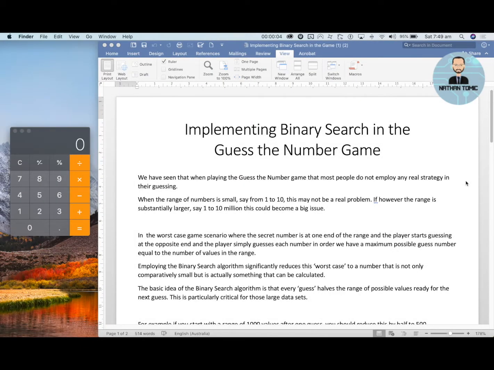Hi everyone. Some people have needed a little bit of extra revision on how to implement the binary search into our guess the number game. So this video is a quick reminder about the process.